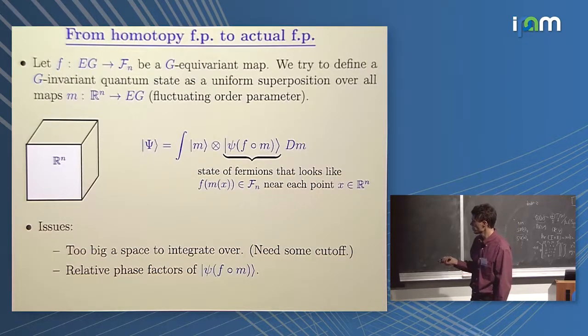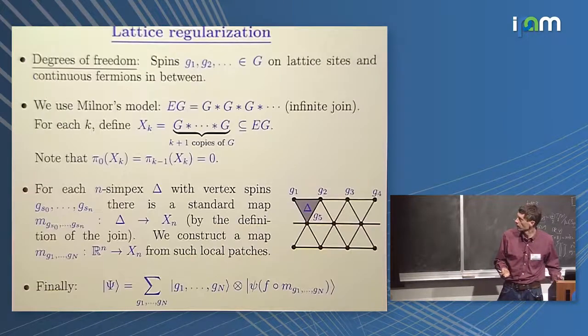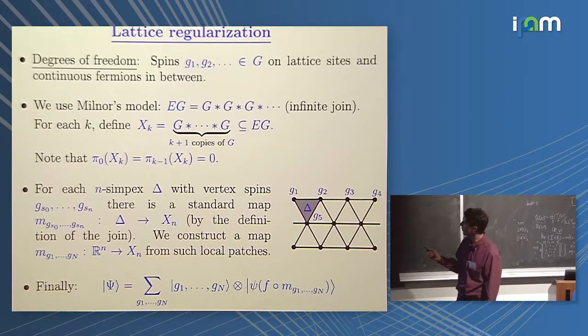But there are two issues. One issue is that the integral is too big, we cannot possibly integrate over all continuous functions like that. We need to do something, need some cutoff. And another problem has to do with phase factors. How do we pick the phase factor in front of that? Here is the solution to the cutoff problem. Instead of saying that there is a fluctuating continuous order parameter, there are spins on a lattice.